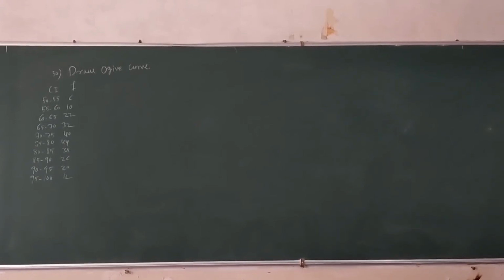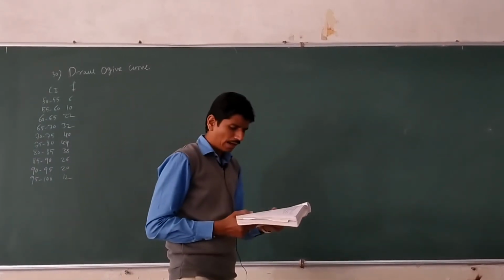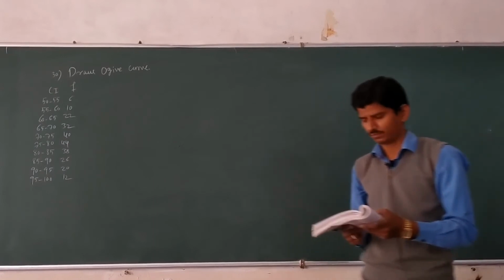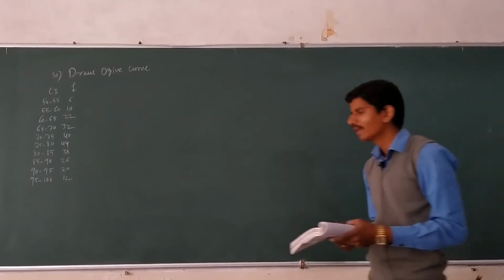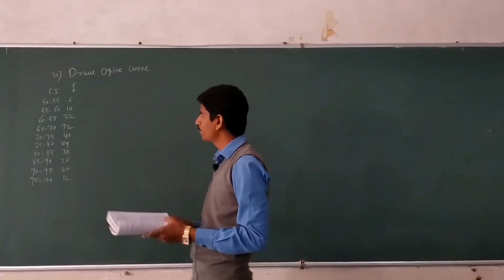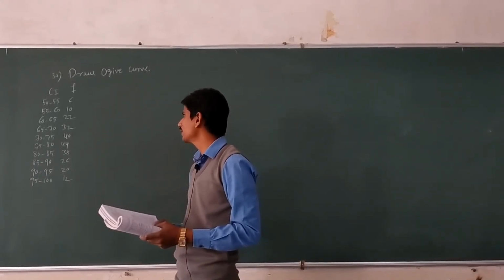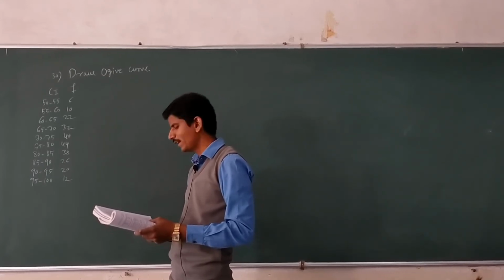Here, in the 30th problem, it is given: draw an ogive curve for the following distribution and locate the median, lower quartile and upper quartile from the graph. The class intervals are 50 to 55, 55 to 60, and so on up to 95 to 100, with frequencies 6, 10, 22, 32, 40, 44, 38, 26, 28, 12.